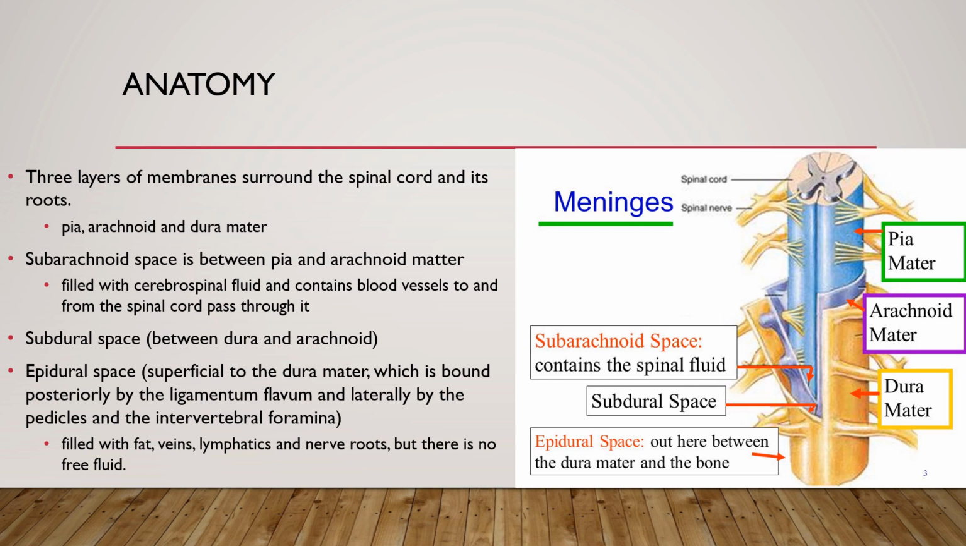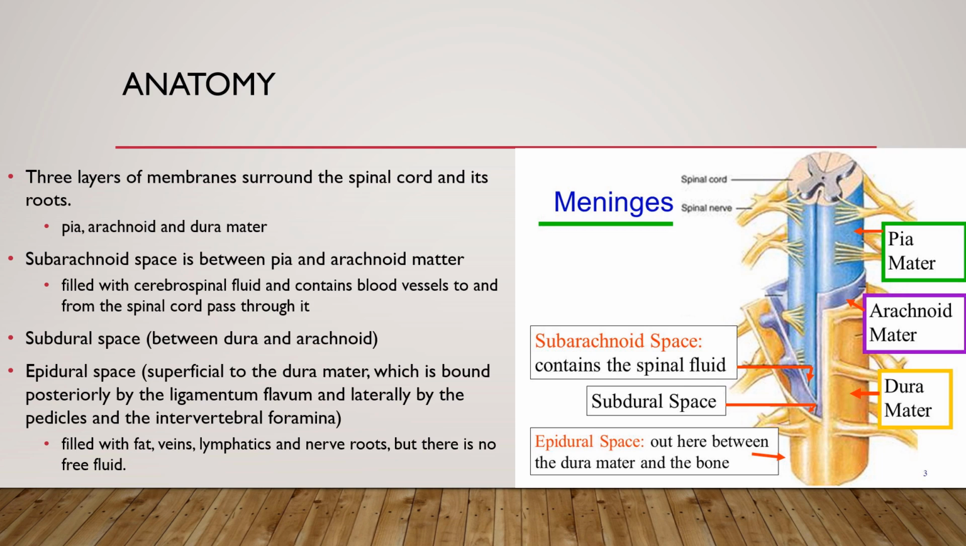There are 3 layers of membranes around the spinal cord and its roots. The pia mater is close to the surface of the spinal cord and roots of the spinal nerves, and is the thinnest layer, a few cells thick. Pia mater is covered by a second layer called the arachnoid mater, and the space between these two is the subarachnoid space. It makes sense because it's under the arachnoid, and under the subarachnoid space is the pia mater. This is the space that's filled with cerebrospinal fluid, or CSF, and the blood vessels that go out of the spinal cord traverse this place. When we do a spinal injection, this is where we want the local anesthetic to go.